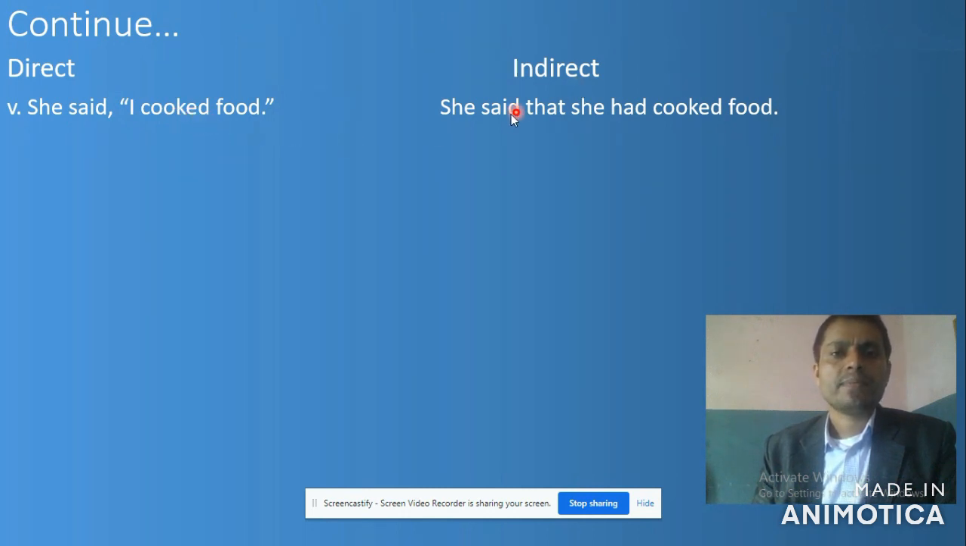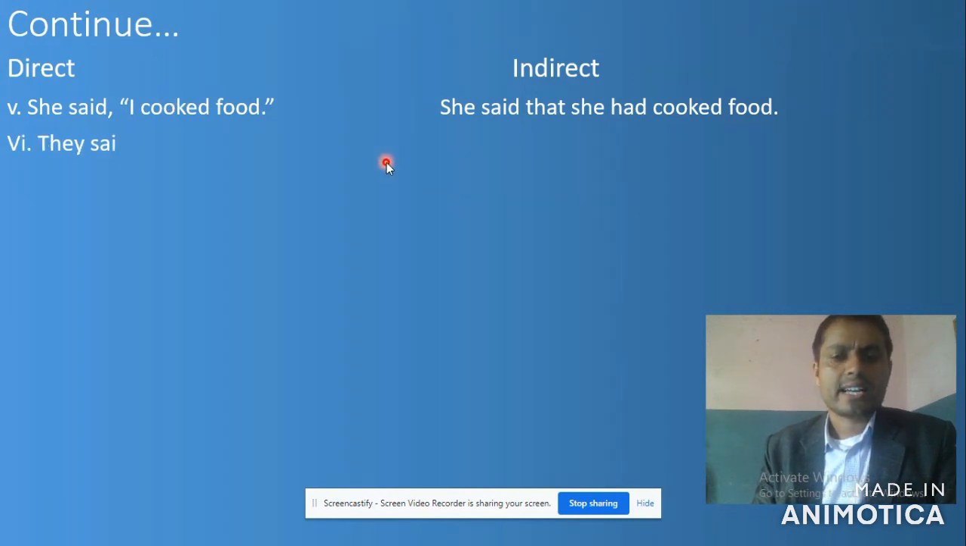So here she said. She said that. To remove this comma, we have to use what? That. She said that. I is first person pronoun, so according to subject, she, we write here she. Then had. If there is verb two, we write past perfect, had plus verb three, right? Simple past into past perfect. She had cooked food. This is how we change from direct to indirect.